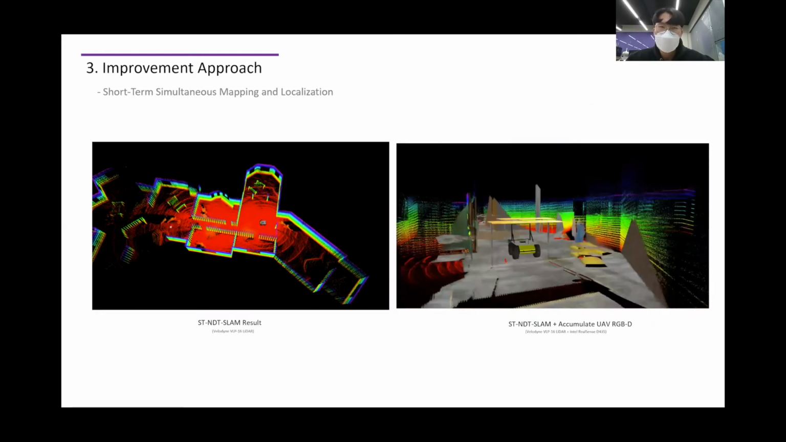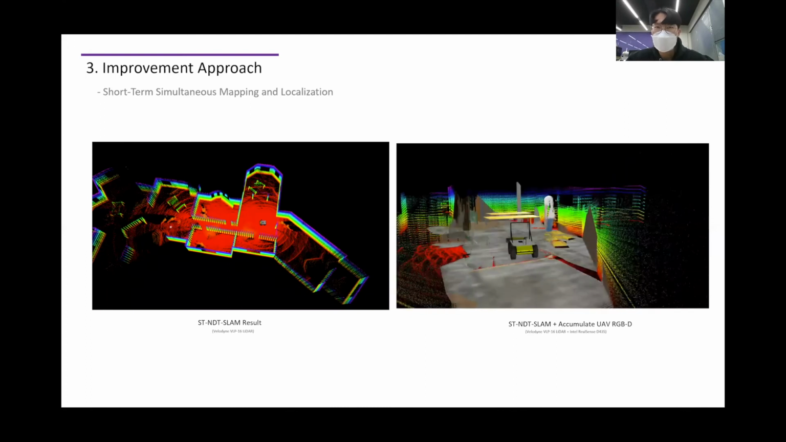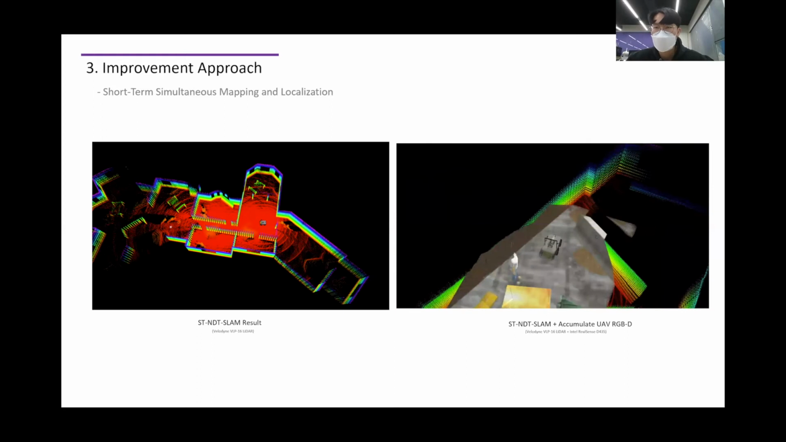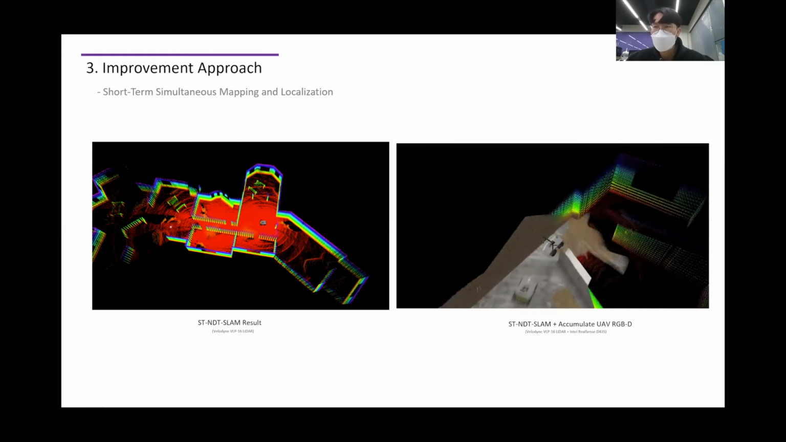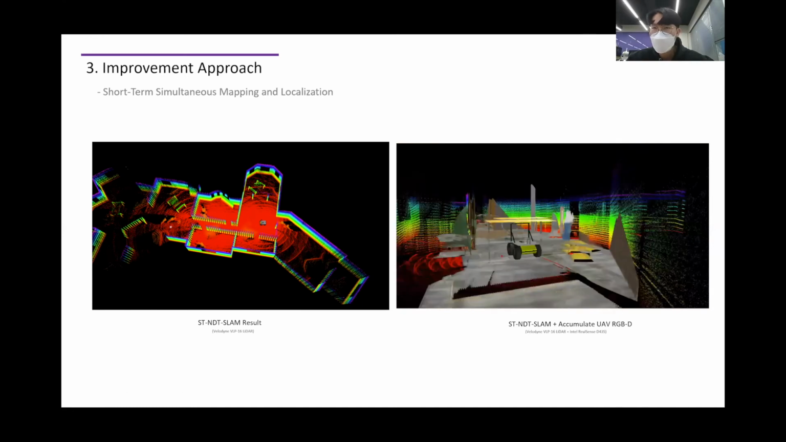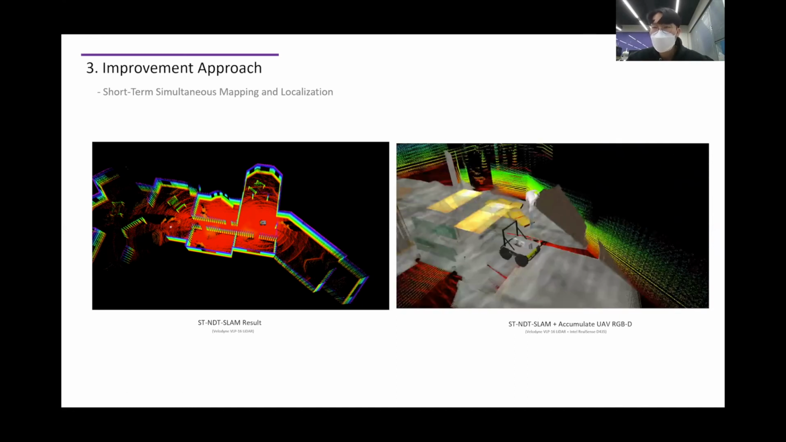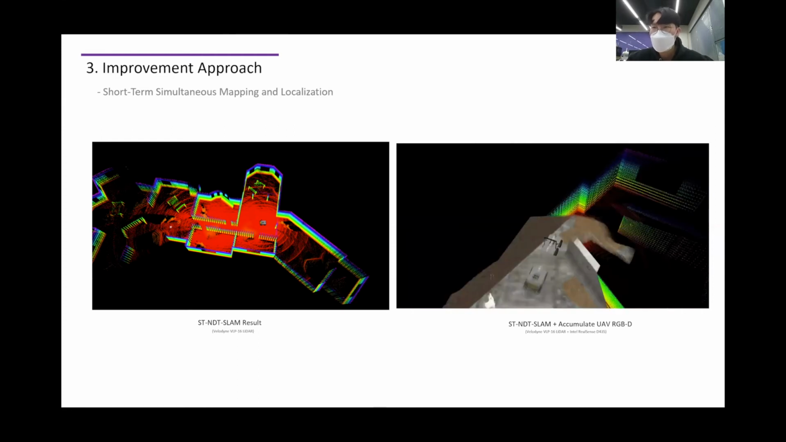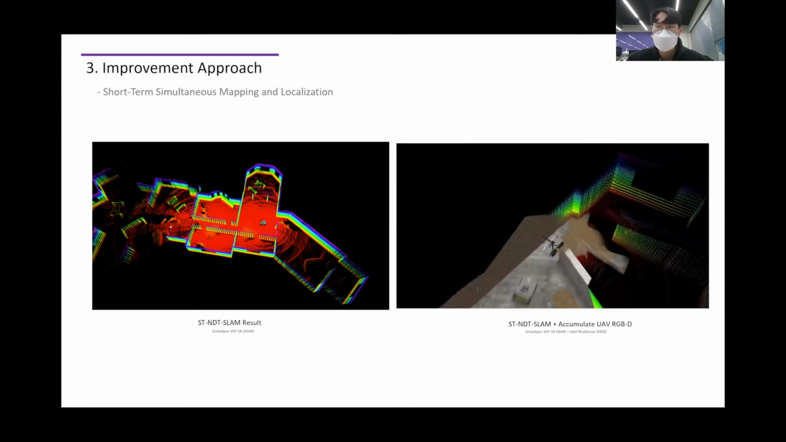The left picture is the short-term NDT SLAM result and the right video is the result of our suggested method, personalized exocentric view generation. We use ST NDT SLAM and simply accumulate depth information from the UAV to the base link of the UGV. LiDAR mapping has less noise because we use a SLAM algorithm, but simply accumulated RGBD information from the UAV has noise that came from unstable behavior and disturbance of the UAV.